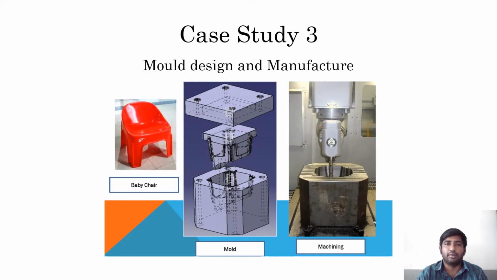Here, mold design and manufacture. Here we have one baby chair. Okay, so assume in this case we lost the data of the baby chair. In order to create the baby chair, we have to design some mold. So again the 3D scanner comes into the picture. Using this 3D scanning data, we created this mold. After that, the mold will be manufactured and used for further purposes. Okay, so this is case study 3.